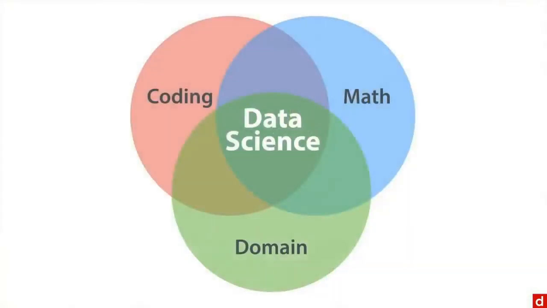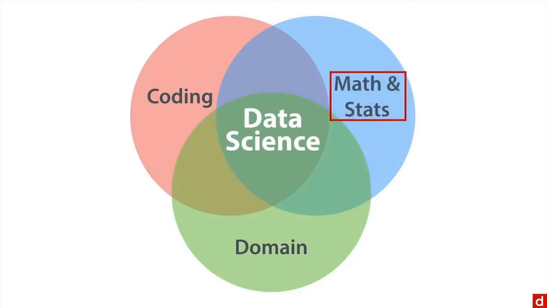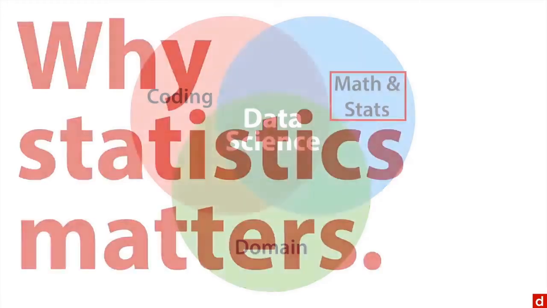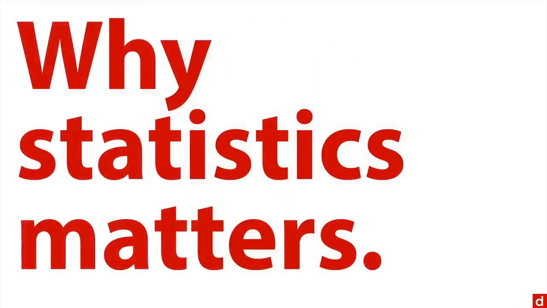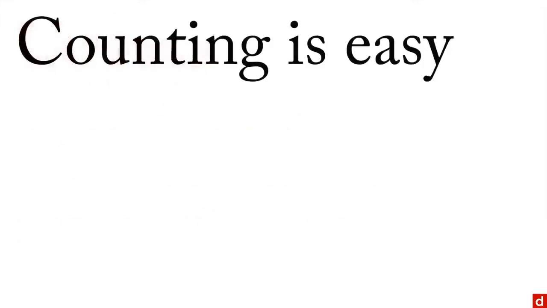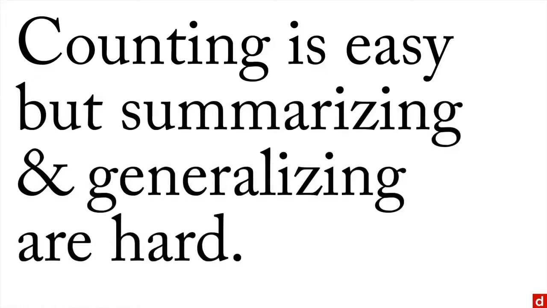Now, this shouldn't be a surprise if you remember the data science Venn diagram that we talked about a while ago. We have math up here in the top right corner, but if you were to go to the original description of this Venn diagram, its full name was Math and Stats. And let me just mention something in case it's not completely obvious about why statistics matters to data science. And the idea is this. Counting is easy. It's easy to say how many times a word appears in a document. It's easy to say how many people voted for a particular candidate in one part of the country. Counting is easy, but summarizing and generalizing, those things are hard.